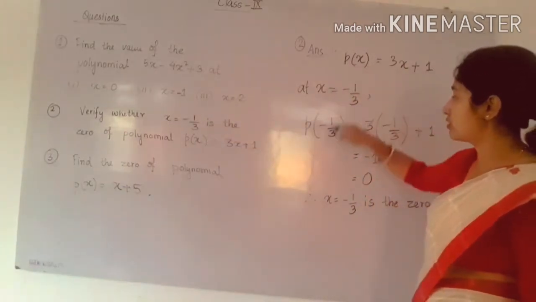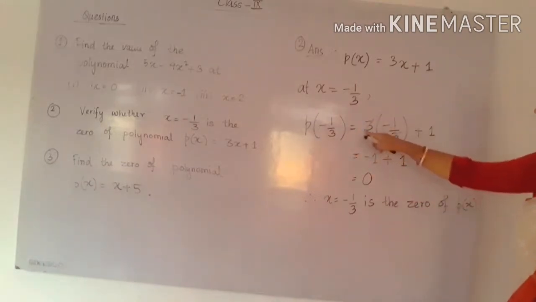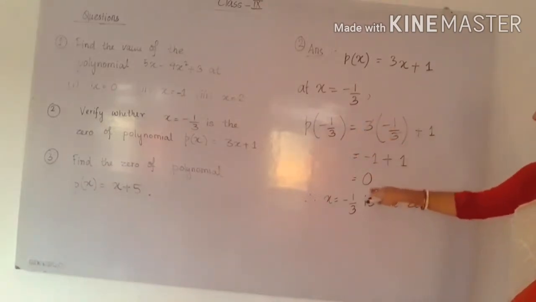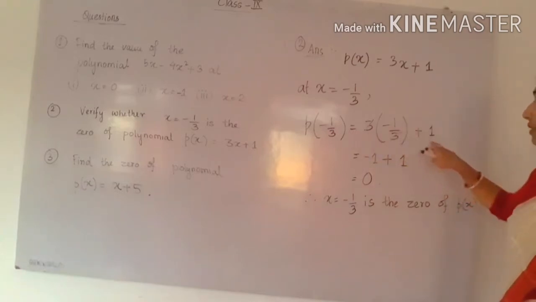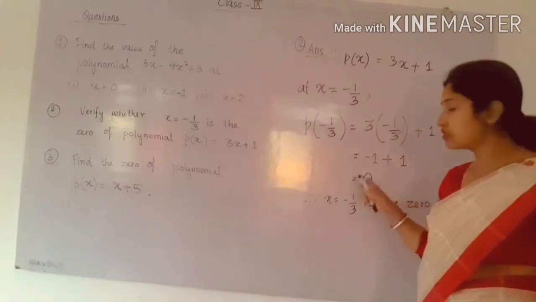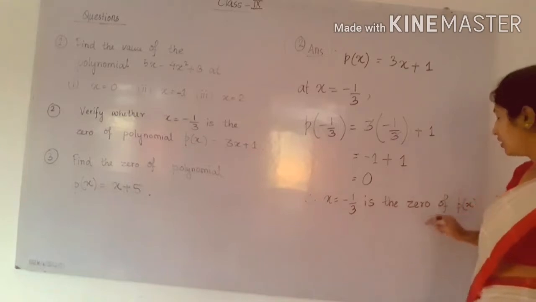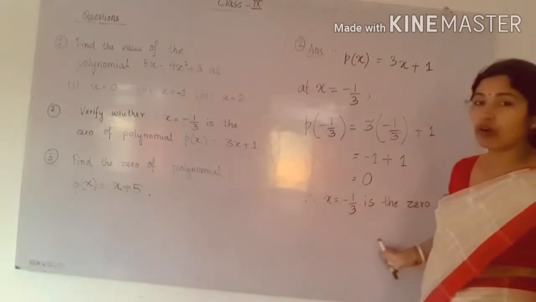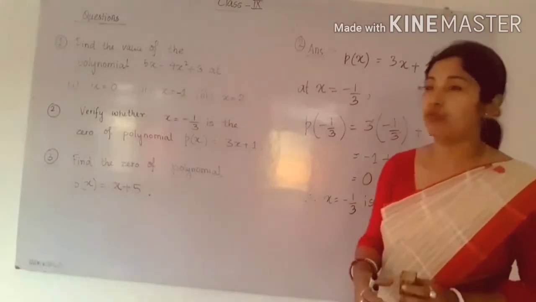Put the value of x is equal to minus 1 by 3 in place of x. We can see that the answer is what? 0. Here 3 and 3 will get cancelled. Remaining will be minus 1 plus 1. That will become 0. Therefore, what we can conclude from this? We can say that x is equal to minus 1 by 3 is the 0 of p(x), because at this point the value of p(x) is 0.